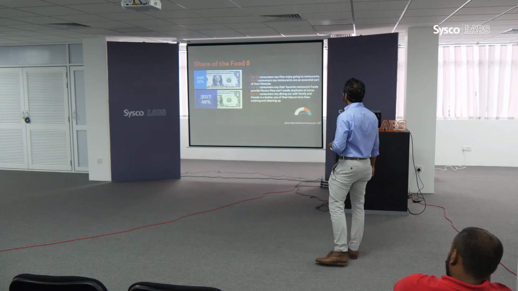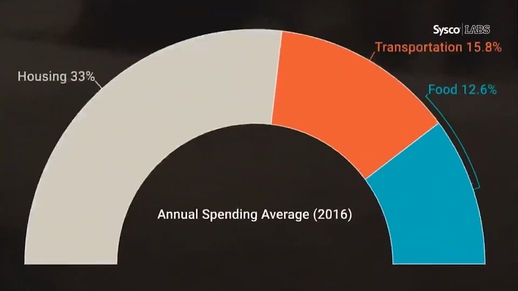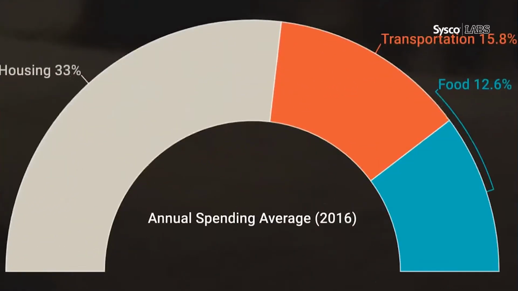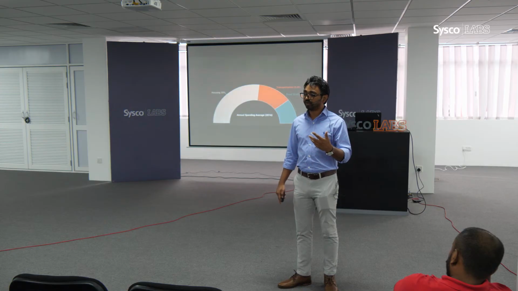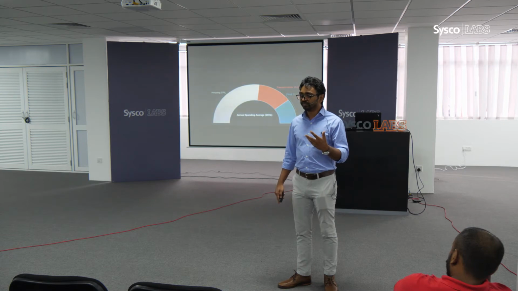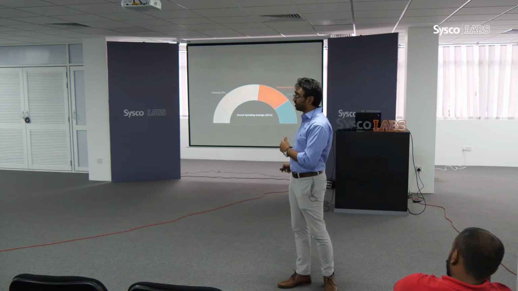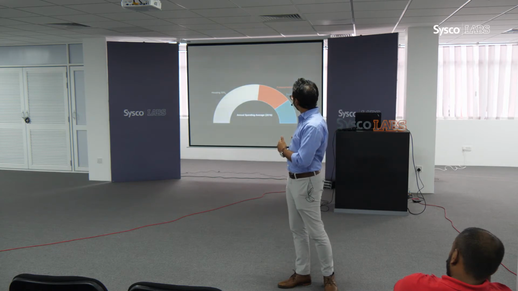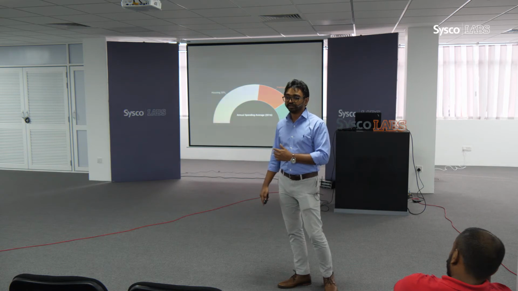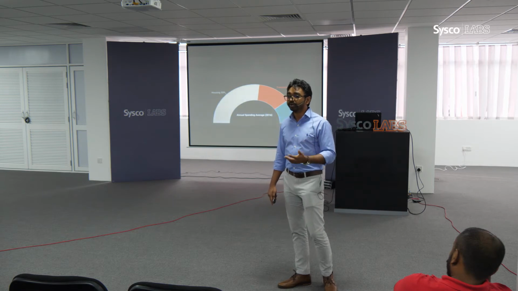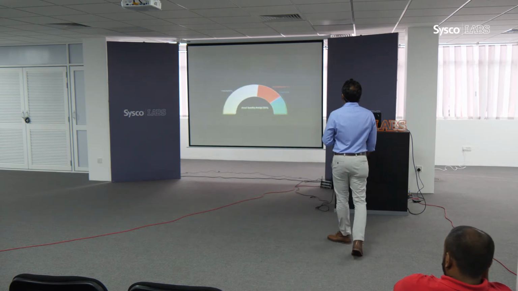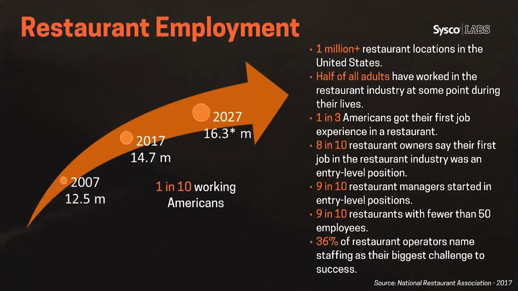But again, it's not without challenges. To put this into perspective from an annual spending point of view, the biggest expense for a US consumer is housing. In terms of the money they spend throughout a year, they spend about 33% on housing. Transportation comes next, and food is the third category. On average, they spend about 12% of their annual expenditure on food, right? Interesting stats. So again, more stats.